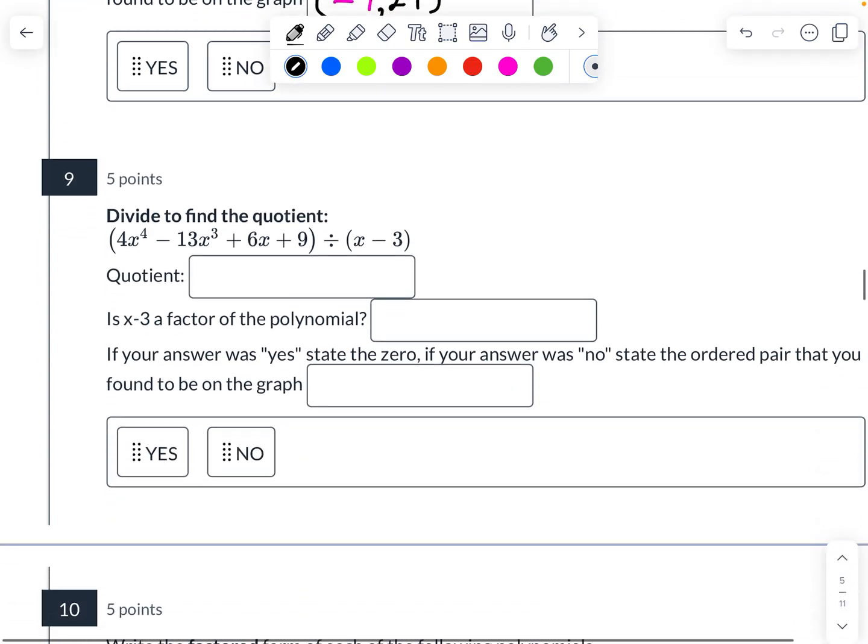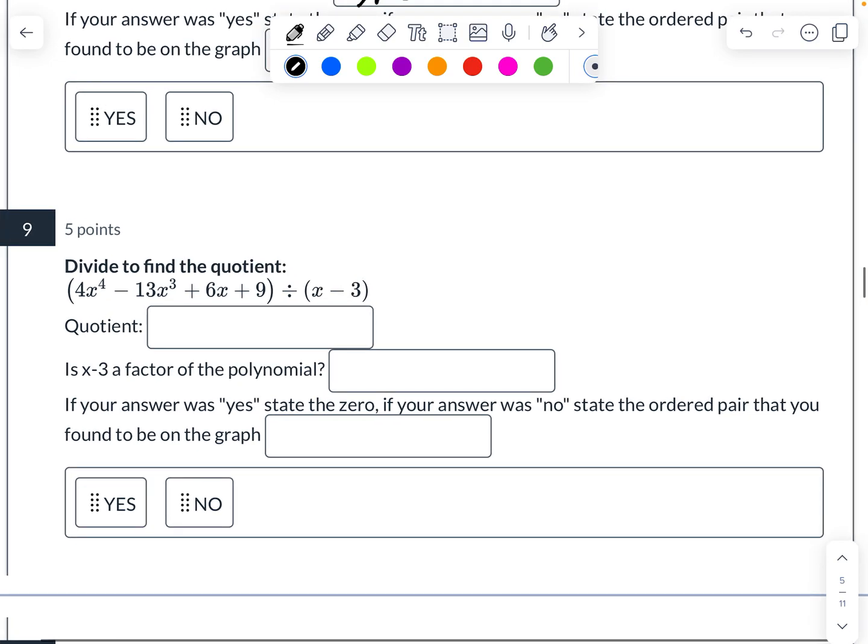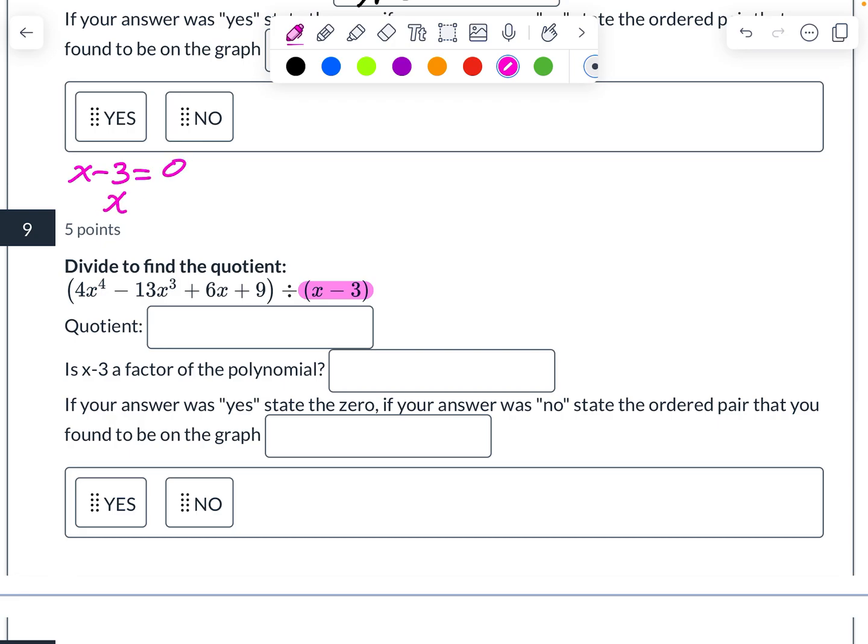All right, number 9, another division problem. If that is x minus 3, then the equation is x minus 3 equals 0. So the solution is 3, possibly. Okay, so we are going to take the 3. And we are going to say that this is a 4, this is a negative 13, this is a 6, and this is a 9.